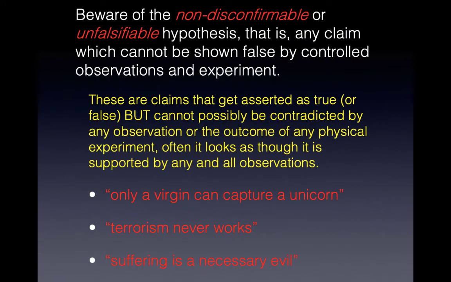I want to come back to something I just mentioned. Beware of the non-disconfirmable or unfalsifiable hypothesis. That is, any claim which can't be shown false by controlled observations and experiment. These are claims that get asserted as true or false, but can't possibly be contradicted by any observation or the outcome of any physical experiment. Often it looks as though it is supported by any and all observations. Some examples.